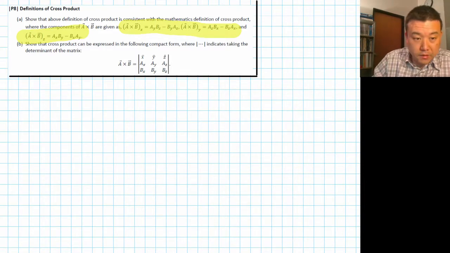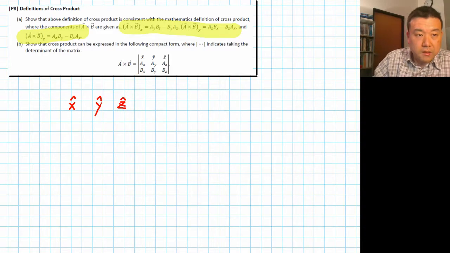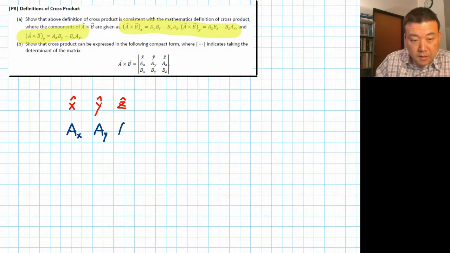The very first column is the unit vectors, x hat, y hat, and z hat. The second column is the first vector, in our case, A: Ax, Ay, and Az. The third column is the B vector, or the second vector: Bx, By, and Bz.